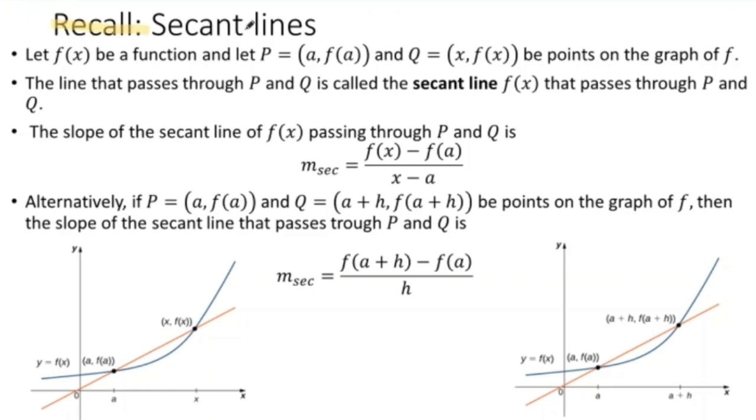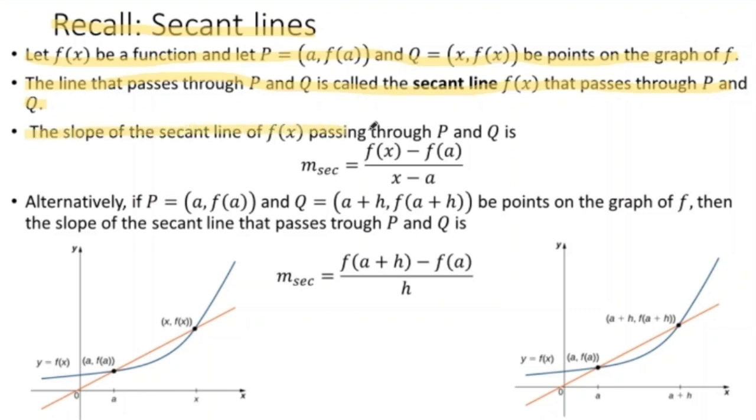Recall from that very section, we also talked about secant lines. We're going to let f of x be a function, P be the point (a, f of a), and Q be the point (x, f of x), which will be points on the graph of f. The line that passes through P and Q is called the secant line of f of x that passes through P and Q. Whenever we try to find the equation of a line, we do want to know its slope.